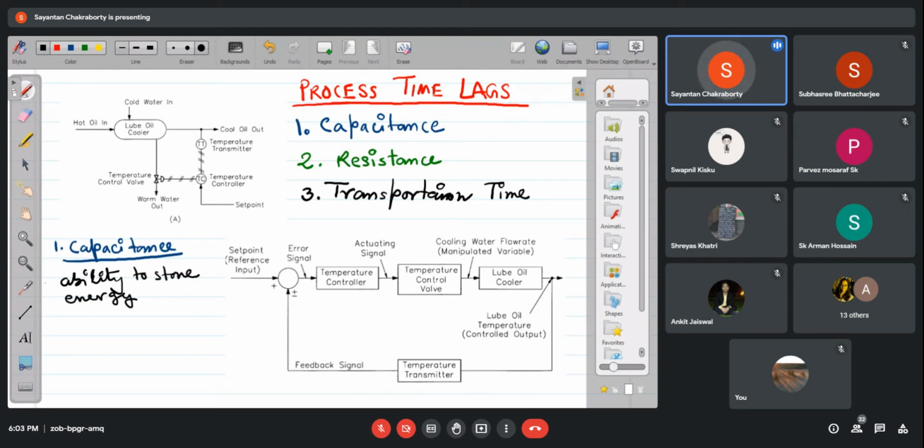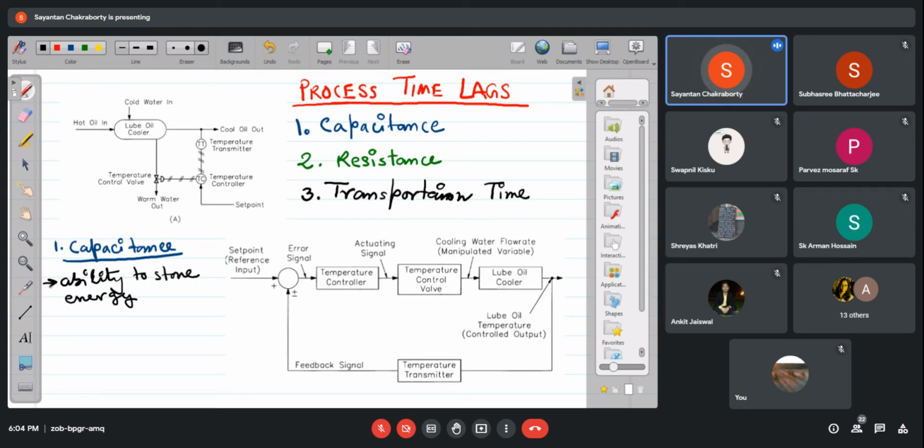It is quite analogous to electrical capacitance, right? The capacity of a system to store some energy. Now, what are the capacitive elements, or where can you find this capacitance? This capacitance, in this particular example, will be found on the walls of the tubes of the lube oil cooler. The tubes flowing in the cooler, that wall has some capacity to store energy. The cooling water has a capacity to store energy. And the lube oil chamber itself has a capacity to store heat energy.